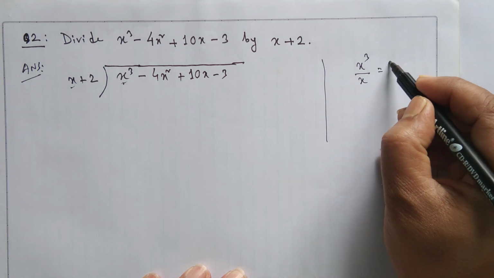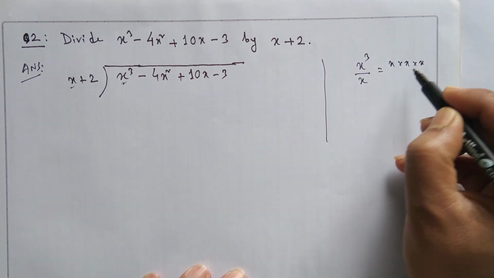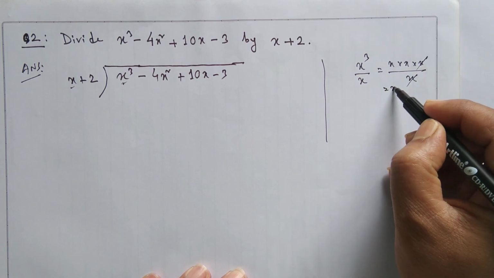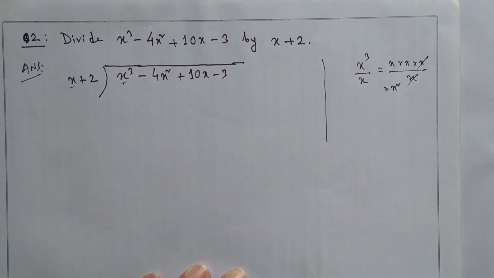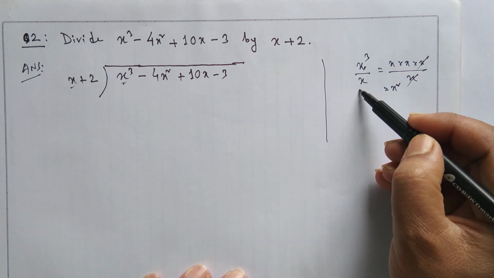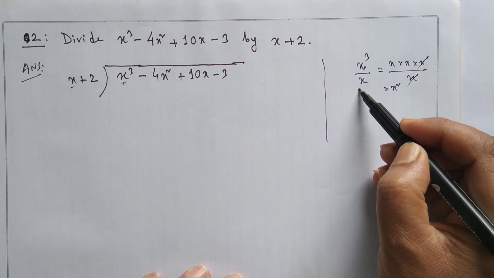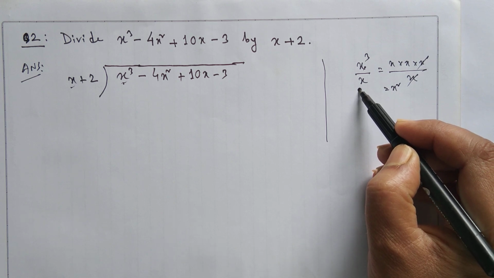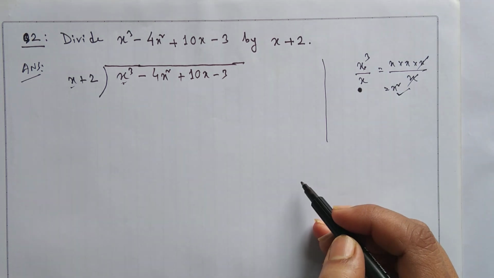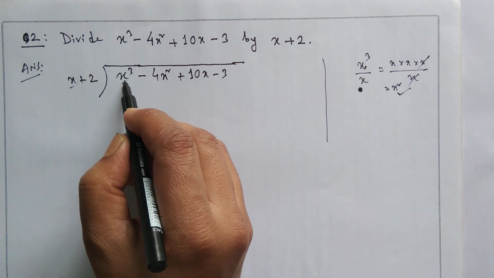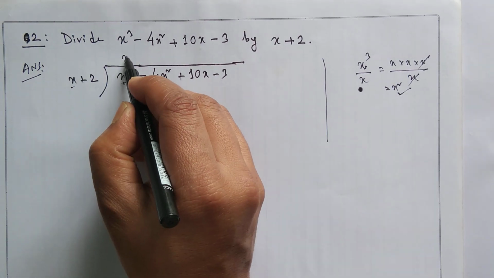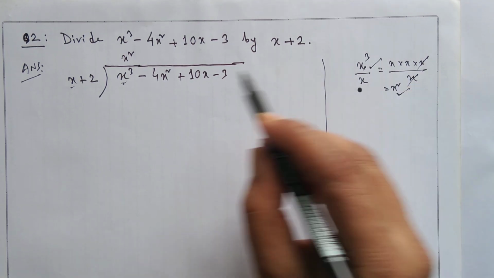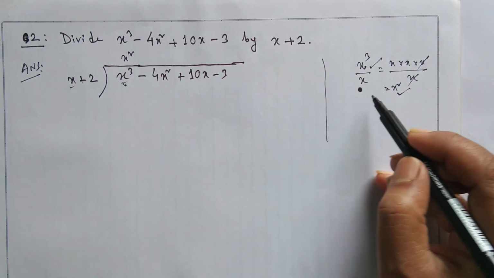Now x cube means x into x into x, divided by x. One x gets cancelled, so x into x, what is left? x square. That means when you divide x cube by x, is that clear? So how many times will it go? It will go x square times. To divide x cube by x, it goes x square times. This way you need to do it with the first term in the dividend and the first term in the divisor.